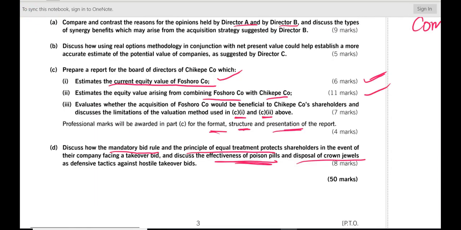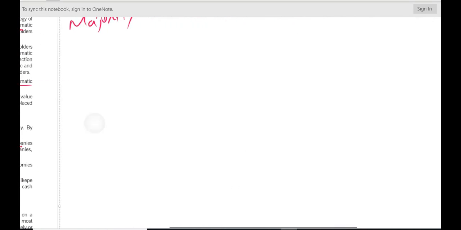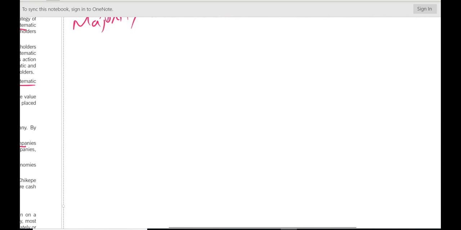Discuss how using real option methodology in conjunction with NPV could help establish a more accurate estimate of the potential value of companies. Remember one thing, whenever we do an NPV in an investment appraisal question, we normally limit our analysis to a few years, like 3 to 4 years. You cannot digest this information that one can stop a fruitful, successful business after 4 years. This is not possible. So what we have done in investment appraisal analysis, we always solve our question for 4 to 5 years. But this is not practically possible.